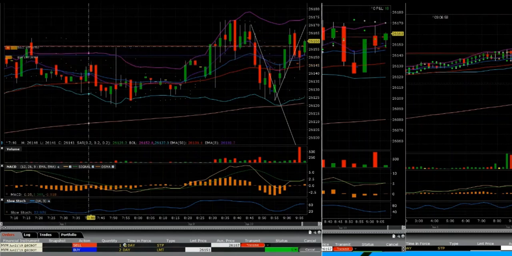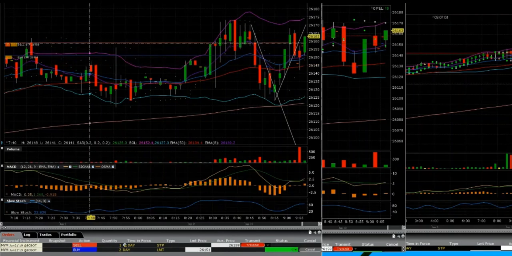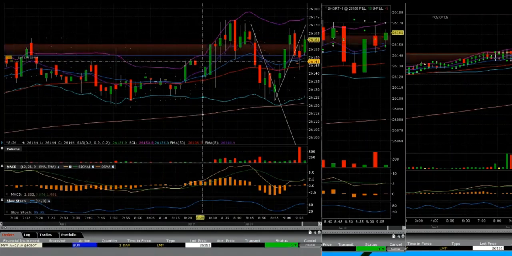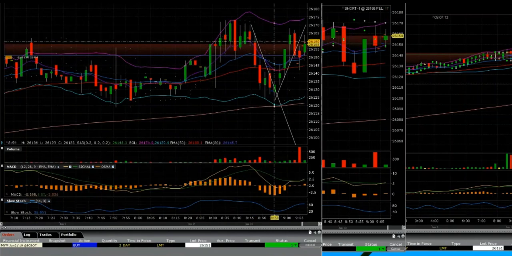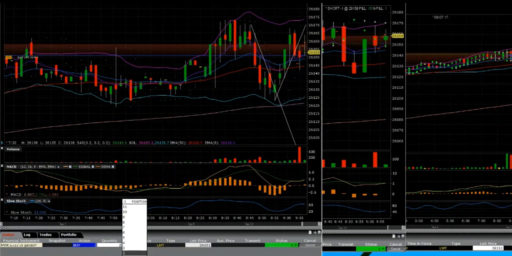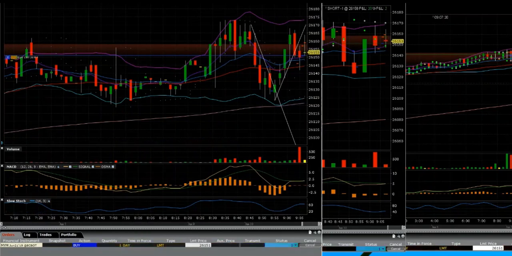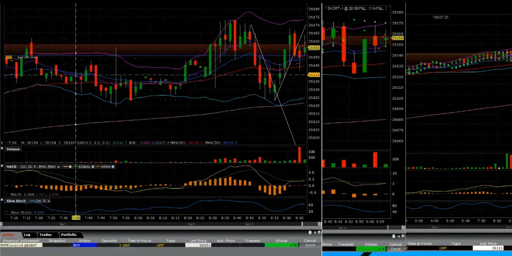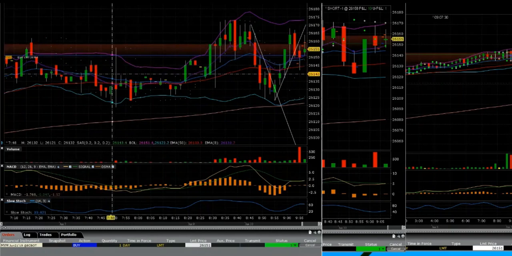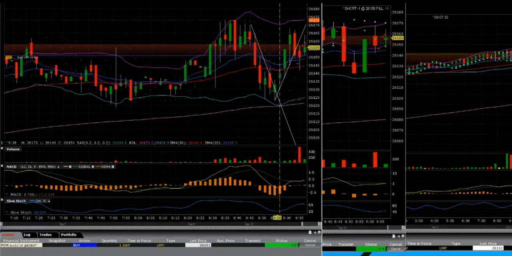Let me go the other way. All right, so this is starting to extend above the 8. So this is another trade. It's an extension trade. So let me see if I can average here.